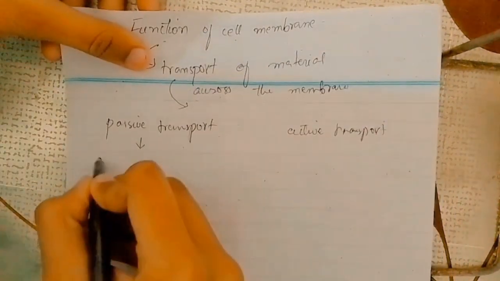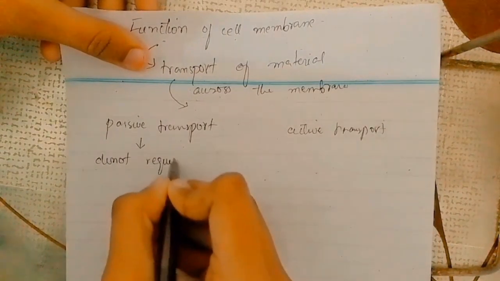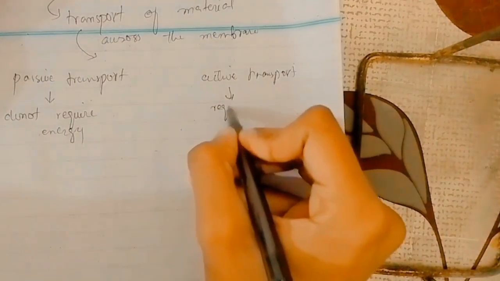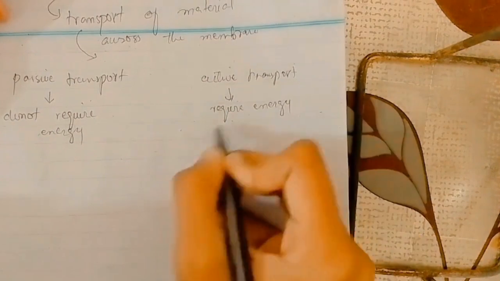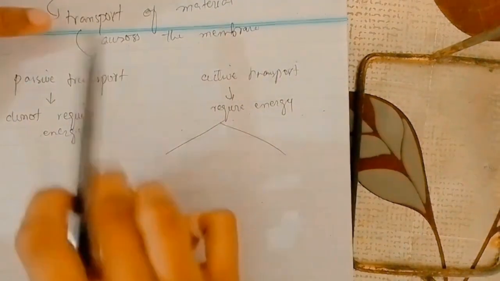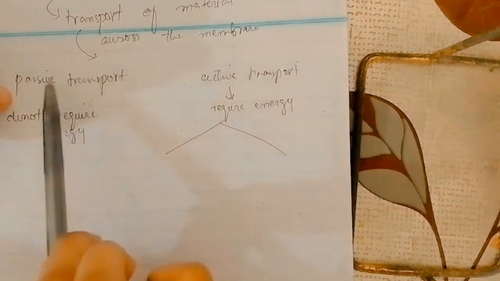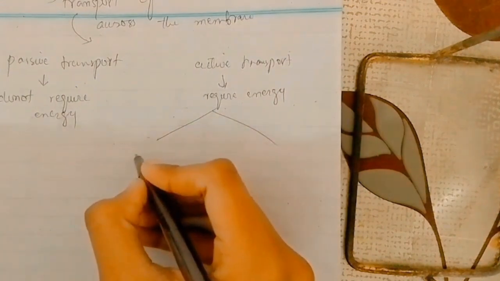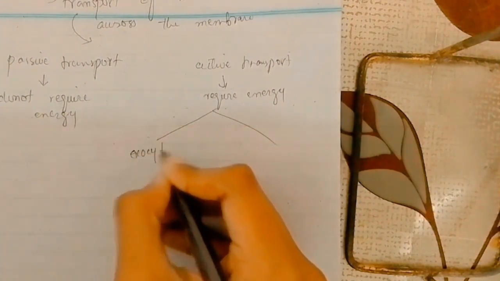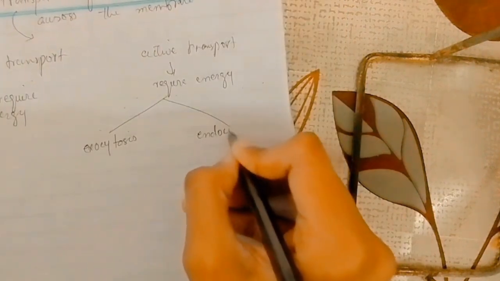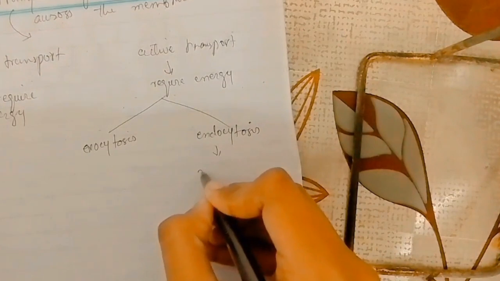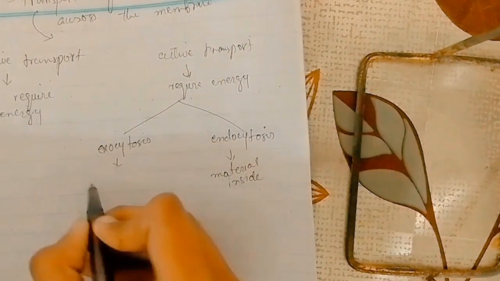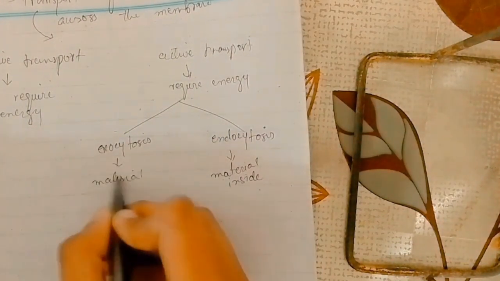Now passive transport does not require energy, but active transport requires energy. This transport takes place in two ways, passive transport as well as active transport across the membrane. Active transport is of two types, exocytosis and endocytosis. Endocytosis means the material moves inside, and exocytosis means the material moves out.